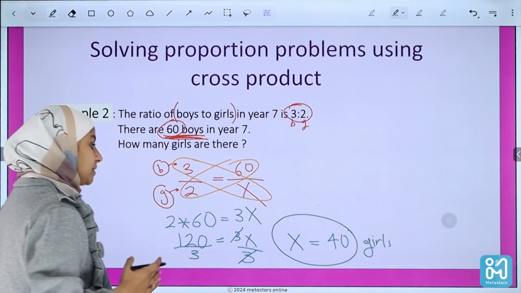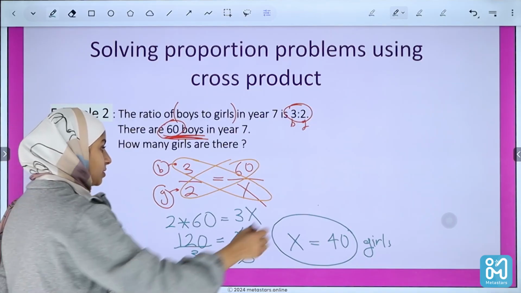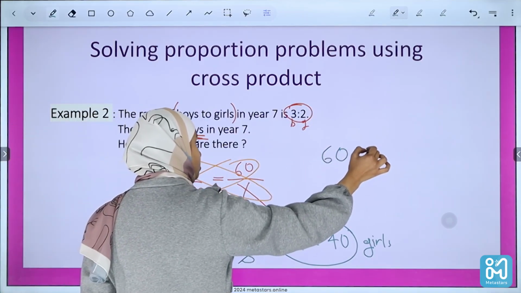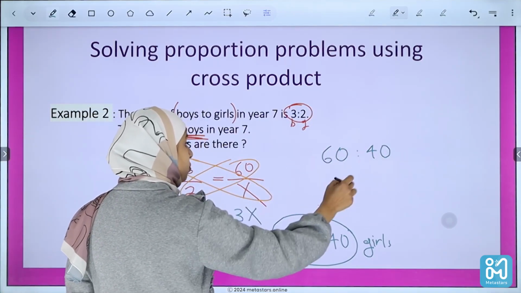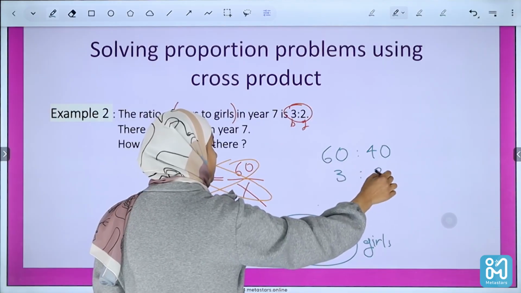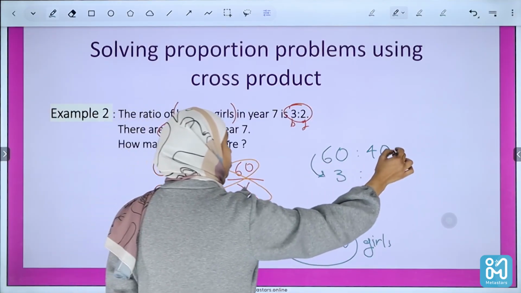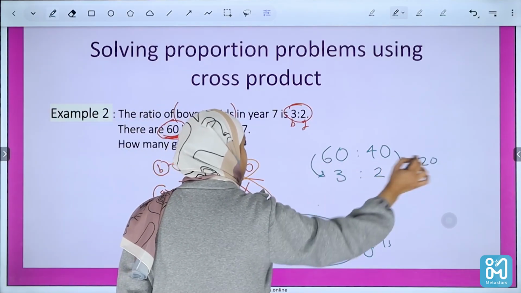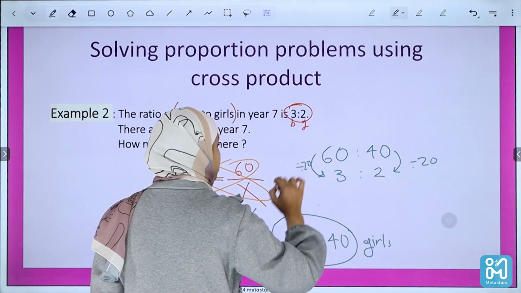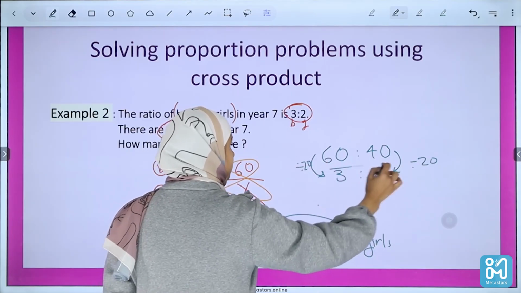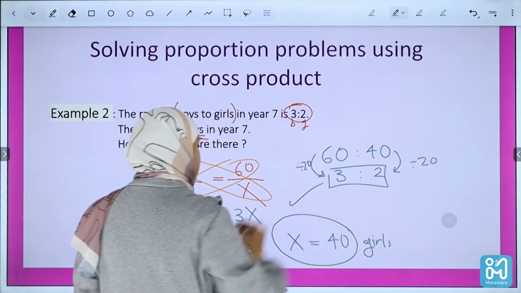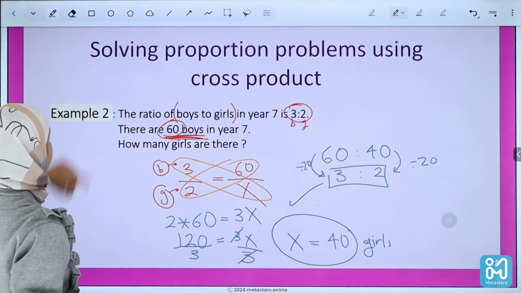If I want to put it as a ratio, boys to girls, it's going to be 60 to 40. Is 60 to 40 equivalent to 3 to 2? I want to divide by what? Excellent. By 20, by 20. Because I divide by the same number and get the given ratio, my answer is correct.